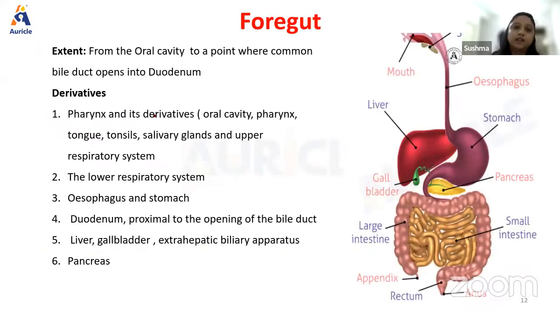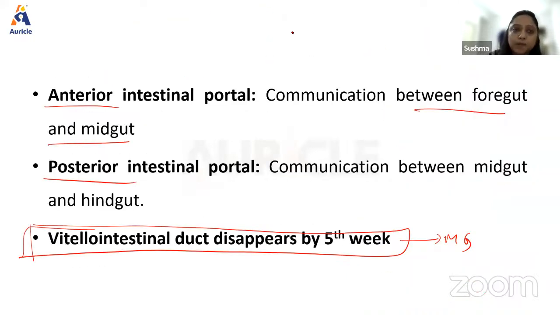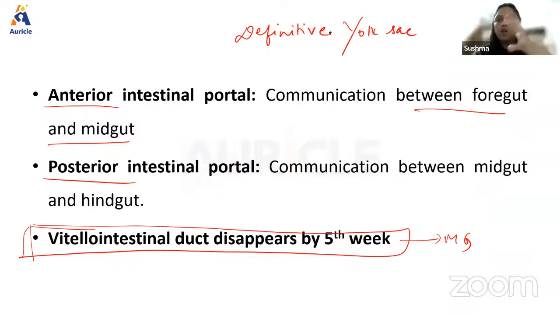Okay, let's look at the foregut. So what have we understood, guys? Basically, where are all the structures coming from? It is coming from the definitive yolk sac. All the foregut, midgut, and hindgut structures are coming from the definitive yolk sac. How is the definitive yolk sac formed? After the folding of the embryo, again it takes off a major chunk of the yolk sac, and whatever little yolk sac is left out is the definitive yolk sac.